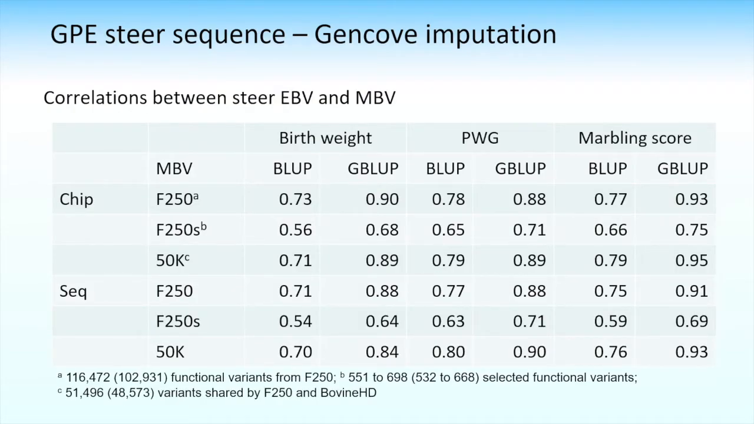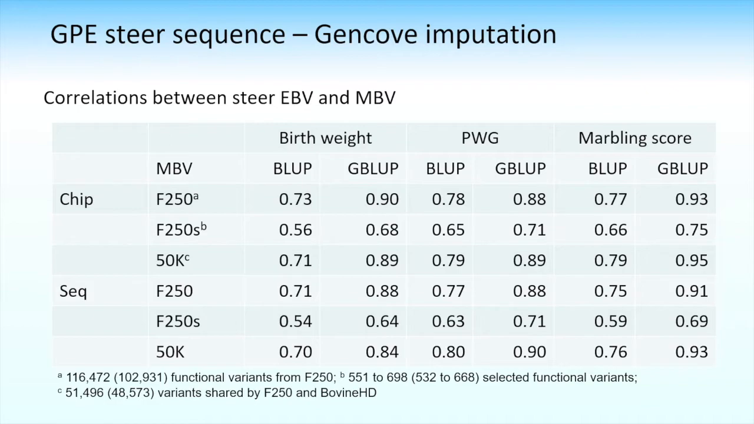Three sets of marker effects were solved for each trait. One was the usable functional variants from the GGP F250 chip. A second set was a subset of a few hundred markers from the F250. And the third set was the 50K overlap between the F250 and high density chips.